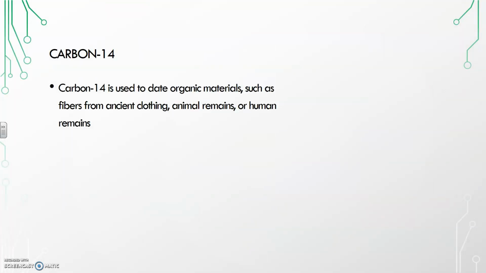Carbon-14. So talking about carbon-14 in particular, it is used to date organic materials, so basically to figure out when they were created. This is done because carbon is found in all living material, all organic material. It's used to date any organic material such as fibers from ancient clothing, animal remains, human remains, bones, different bacteria can sometimes be the case. A lot of different things. Fossils, things like that.